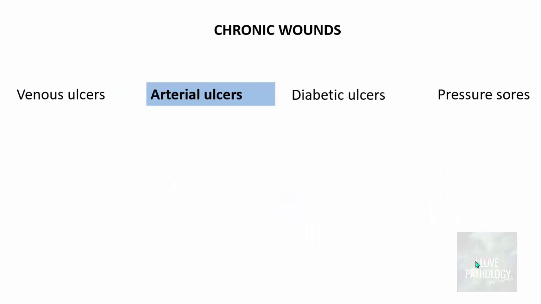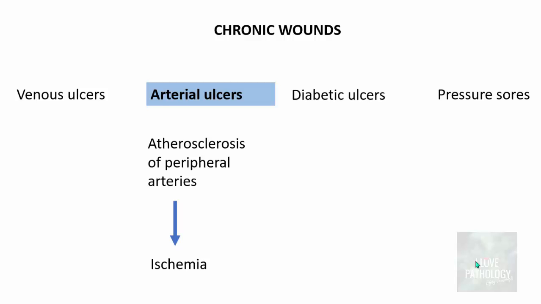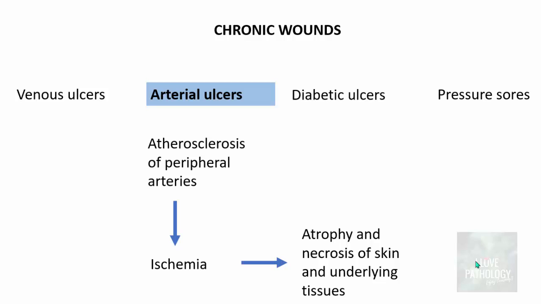So moving on to arterial ulcers. Arterial ulcers occur particularly in scenarios of atherosclerosis of peripheral arteries due to whatever cause. What happens when there is atherosclerosis? That would lead to ischemia, and once there is ischemia, that leads to hypoxia, and then that leads to atrophy and necrosis of the skin and underlying tissues, which might lead to an ulcer. So these are the causes of arterial ulcers. It could be seen most commonly in diabetic patients.